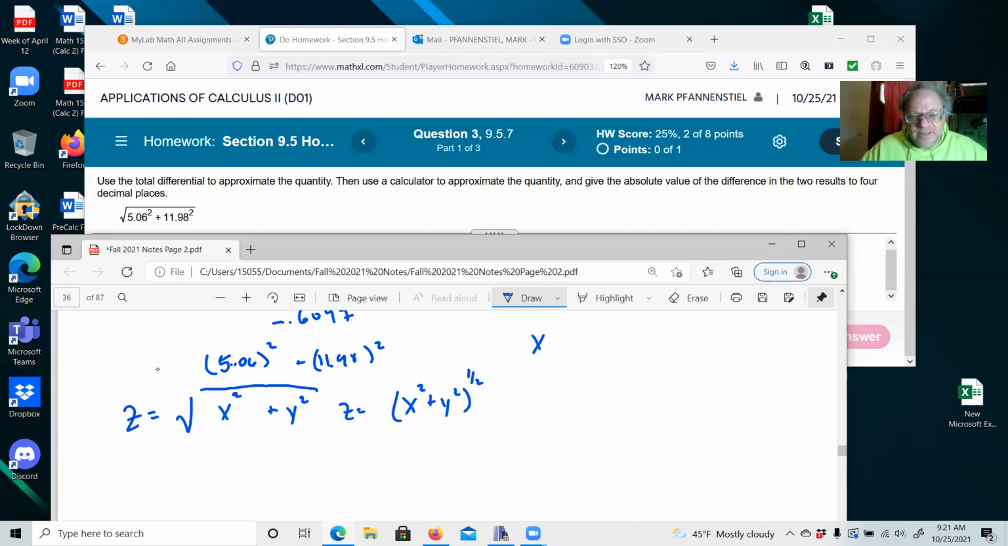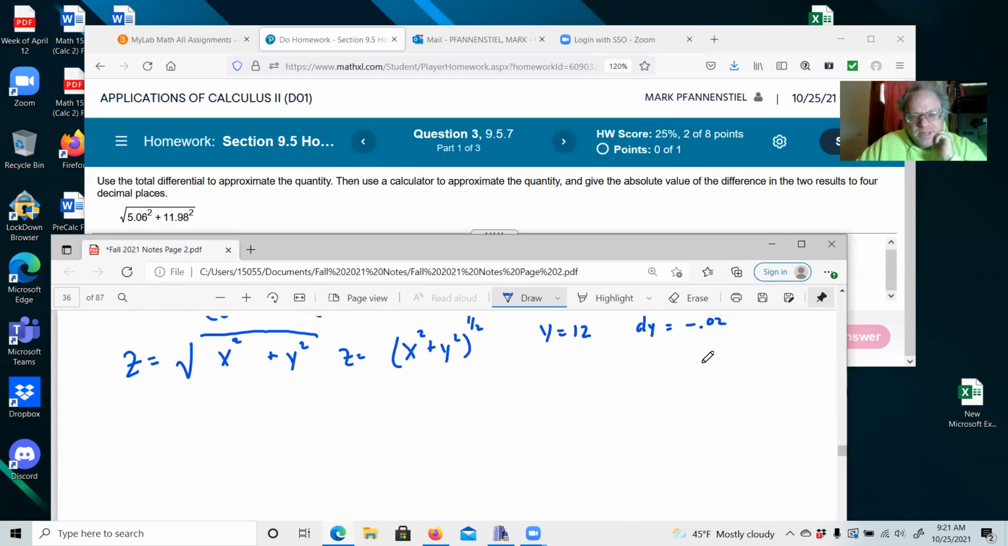And we're going to say x is equal to 5 with dx equal to 0.06, okay? We're going to say y is equal to 12 with dy equal to -0.02, okay? So I'm just saying, let's make these easier numbers, and then we'll adjust them with the d's to the numbers we truly have. That's what we're doing there.